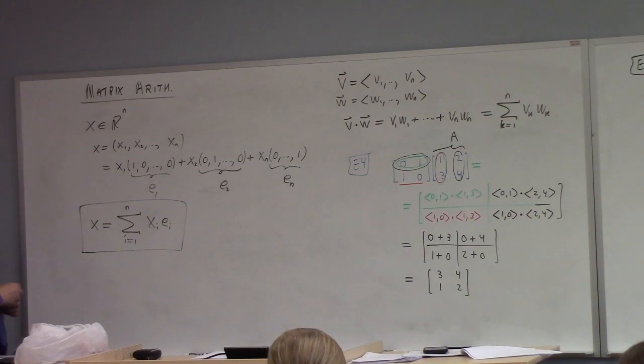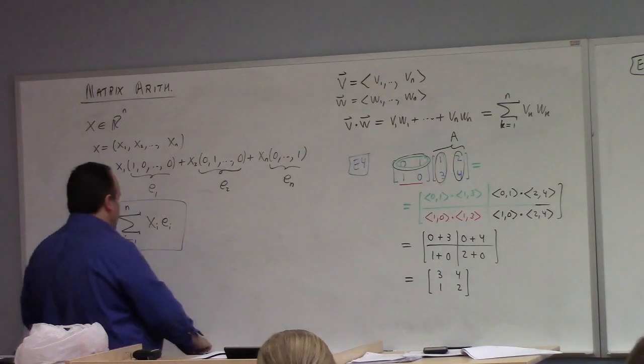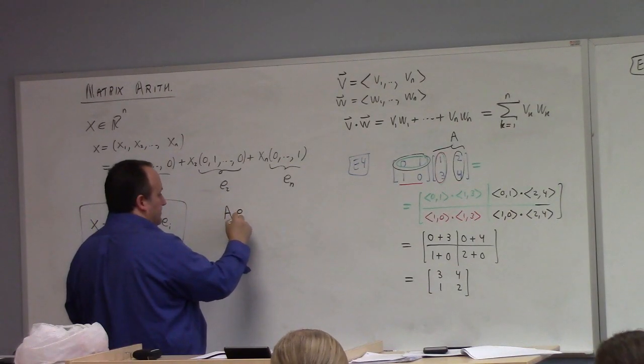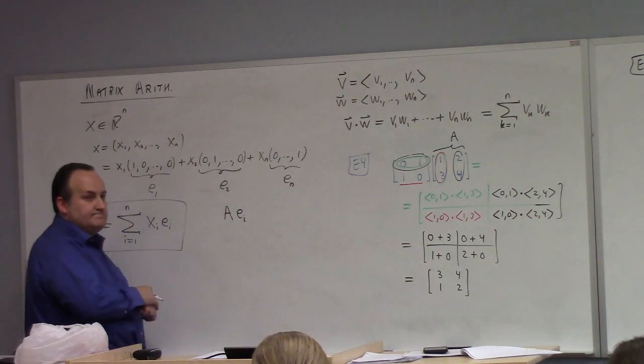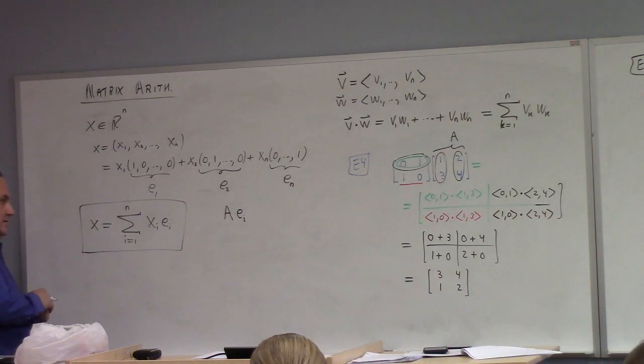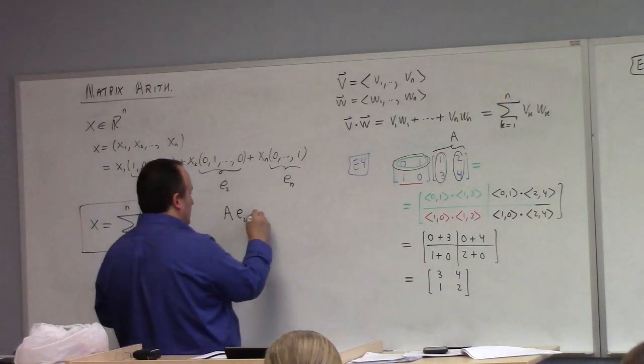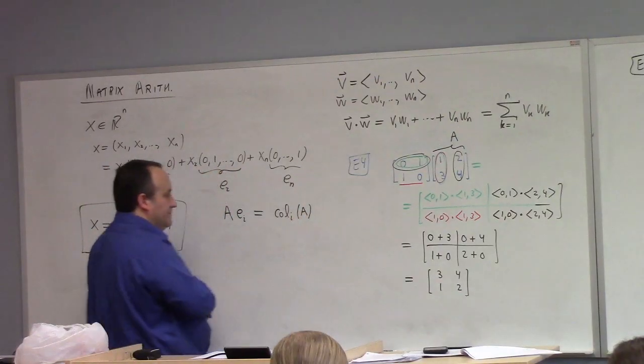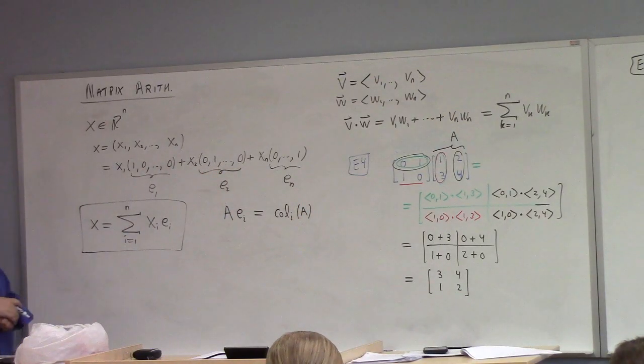Okay. A natural question to ask: what happens when we multiply a matrix by the standard basis? Like what happens if I take A times e sub i? Well, it turns out that this works out to the ith column of A. A times e_i is the ith column of A.